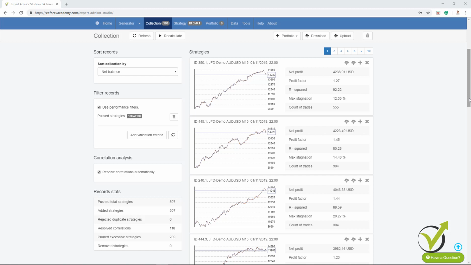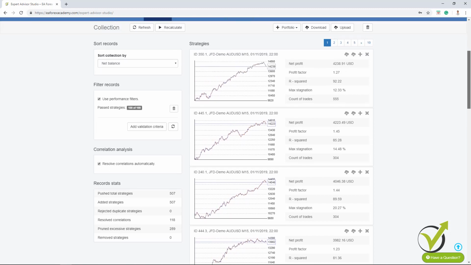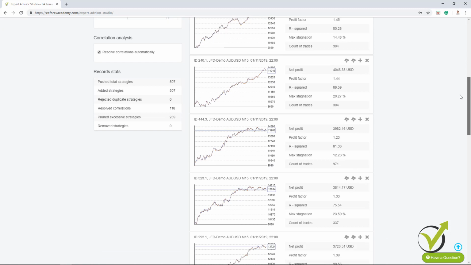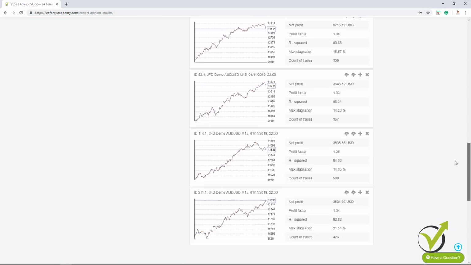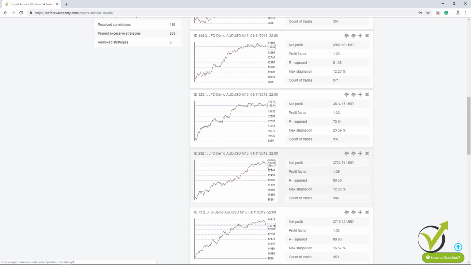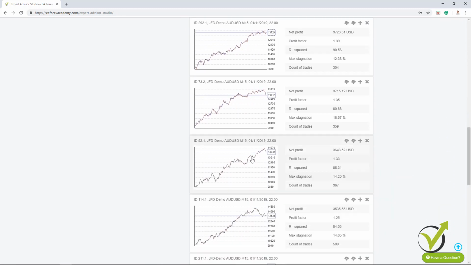Over 600,000 strategies were generated for these 5 hours, and in the collection I see the best 100 strategies that I have over here. You can see some are having great equity lines, some are having some drawdowns, some are losing recently.